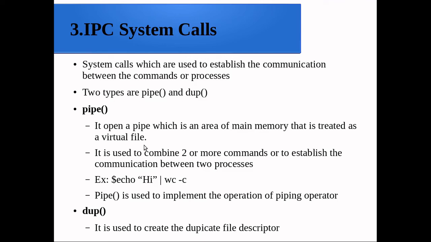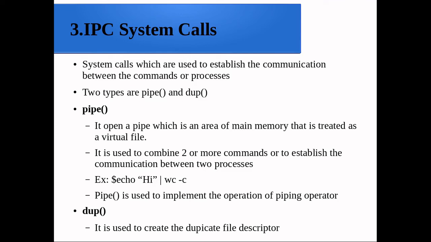Whenever we are executing the pipe system call, it opens a pipe. Pipe means it is an area of main memory that is treated as a virtual file. So whenever we are executing the pipe system call, actually it is opening a pipe. Pipe is nothing but an area in the memory that is treated as a virtual file. So whenever the processes are interacting with each other, the data will be placed in this pipe, or this area of memory. So that is the pipe system call.